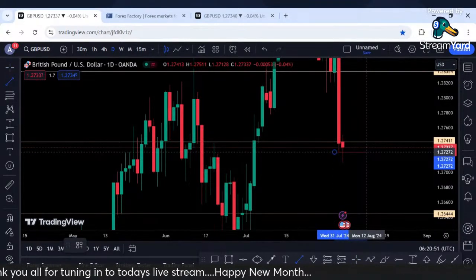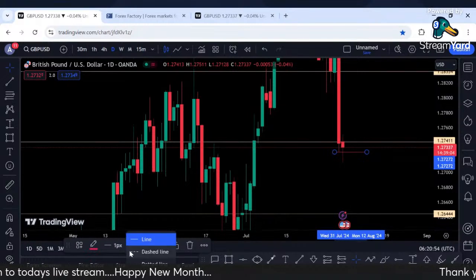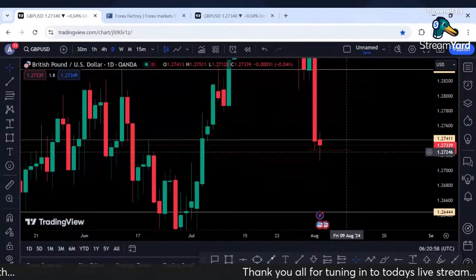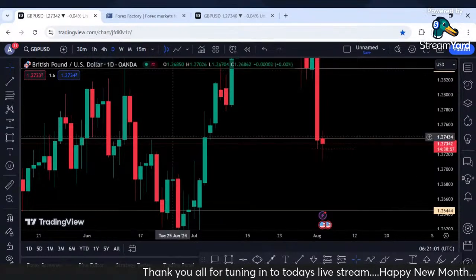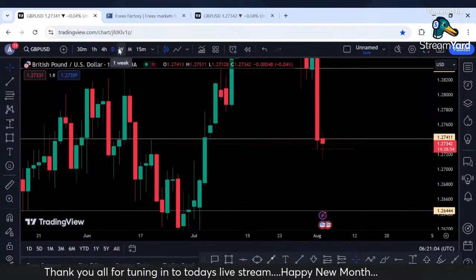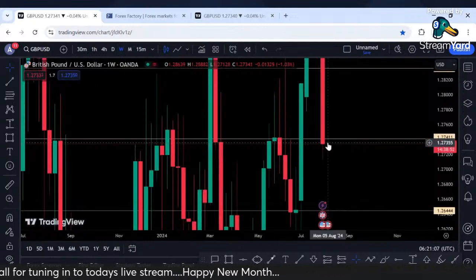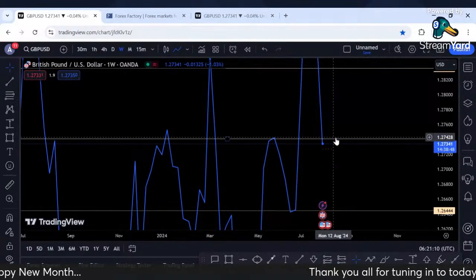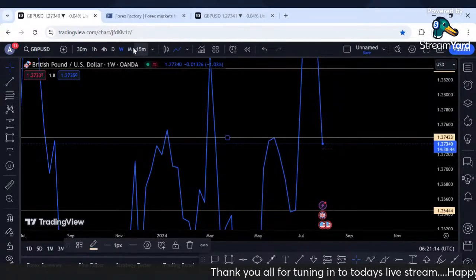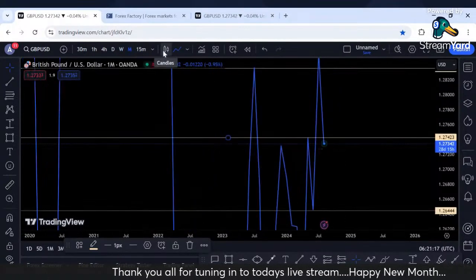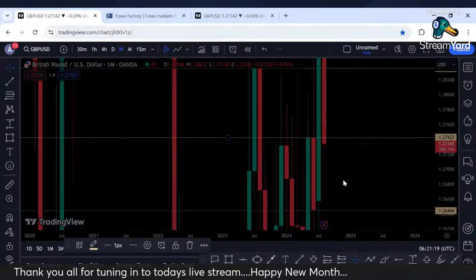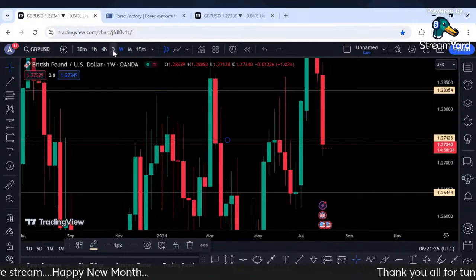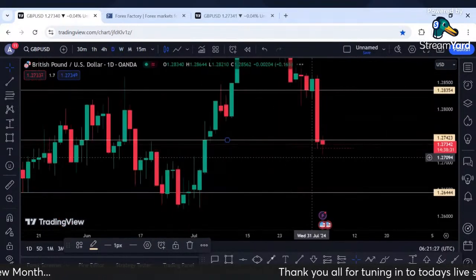Now this point has been broken. The dip of this one has been broken. So what you are going to do on the daily time frame is identify it very well. If you are drawing your support and resistance, make sure the horizontal lines touch the body of the candle very well.